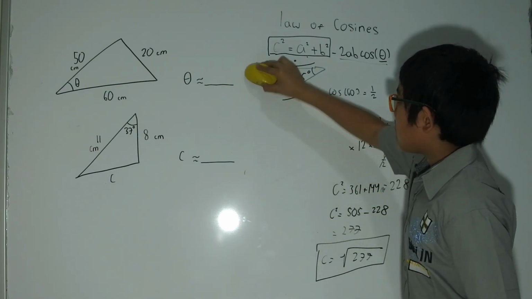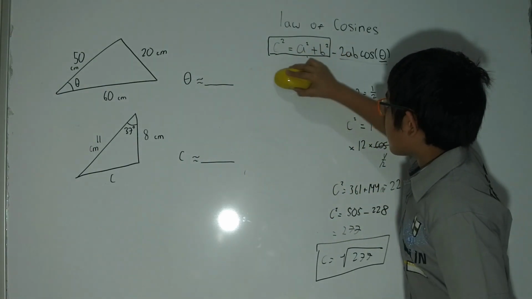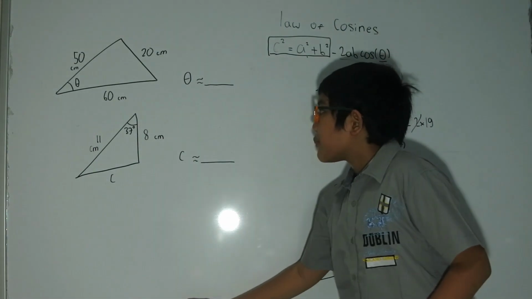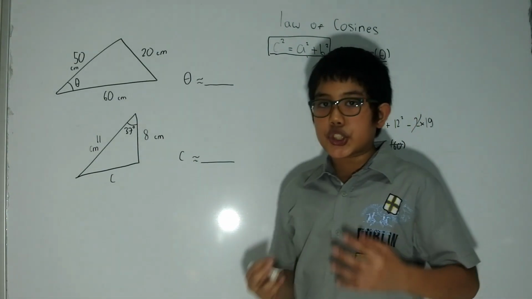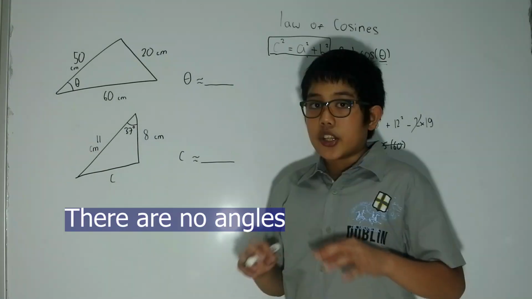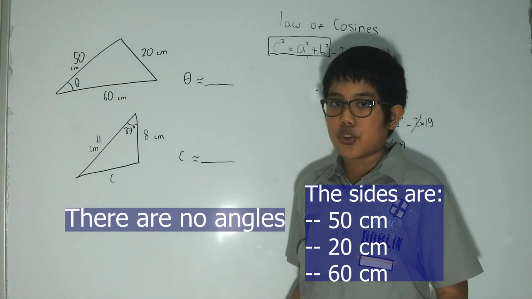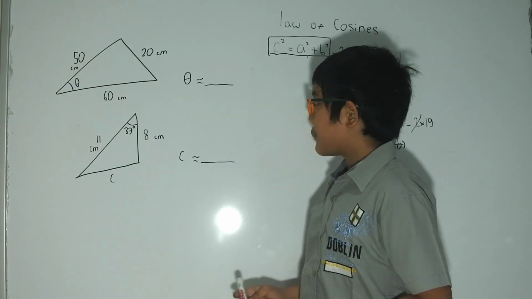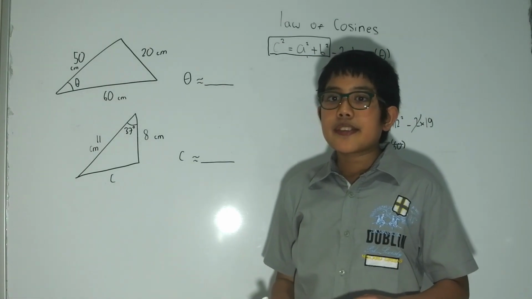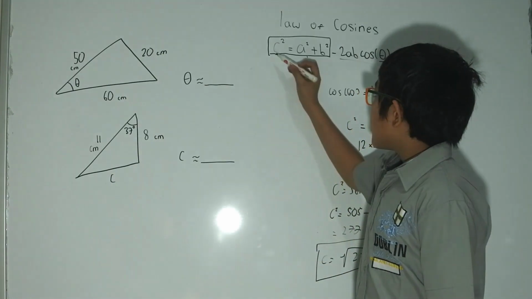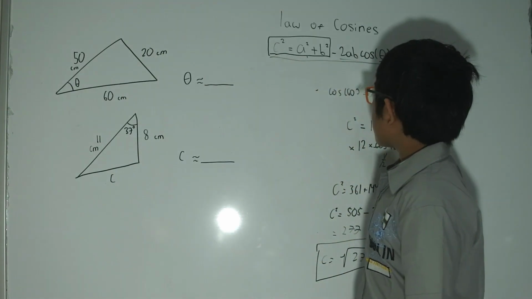Our two triangles. Okay. In here, we're given one triangle. There are no angles, but 3 sides, 50, 20, and 60 centimeters, and we're asked to find theta. So, let's just put in our equation, our law of cosines.